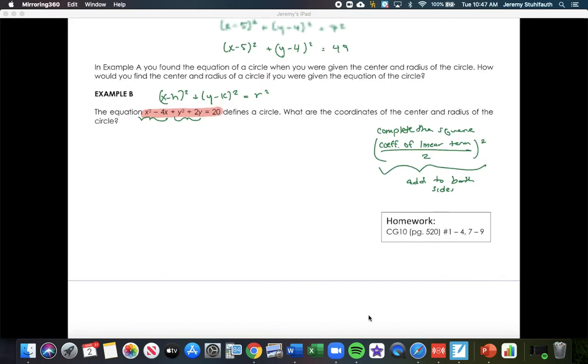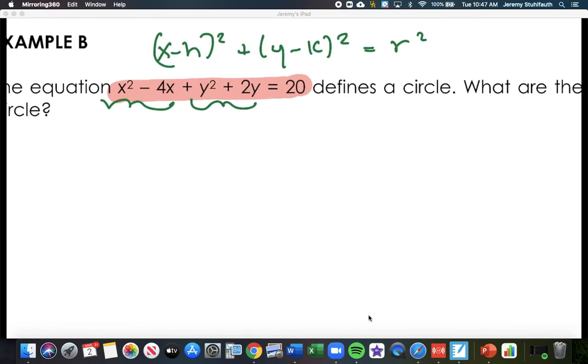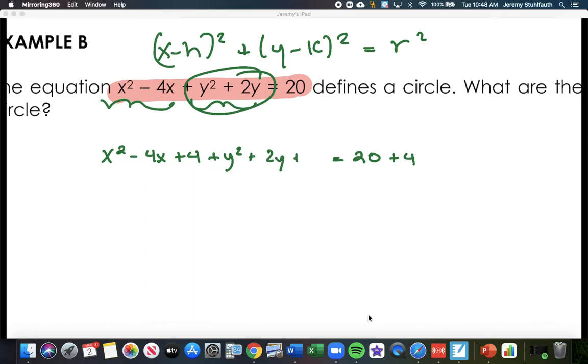So what does this look like? If we look at x squared minus 4x, if I take negative 4 and divide that by 2, I get negative 2. If I square negative 2, I get positive 4. So I have x squared minus 4x plus 4. But I have to add that to both sides. So since I'm adding 4 to the left side, I have to add 4 to the right side. Then I take 2, the coefficient of the linear term right here, divided by 2, I get 1. I square that, I get 1. So I have plus y squared plus 2y plus 1. But I have to add 1 to both sides.